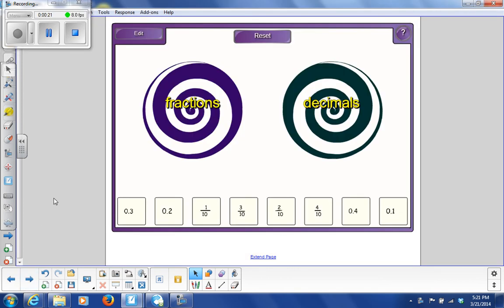First thing I want to do is kind of get an idea of what fractions and decimals look like. We've been exposed to fractions. I know a lot of you have seen decimals before in your lifetime, so let's just put them into place. Okay? What would this be, a fraction or a decimal?